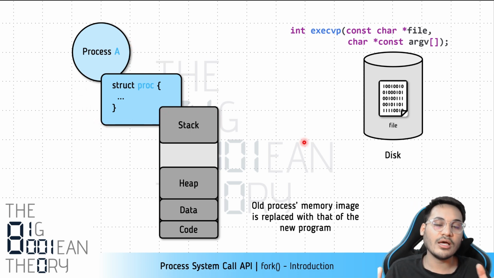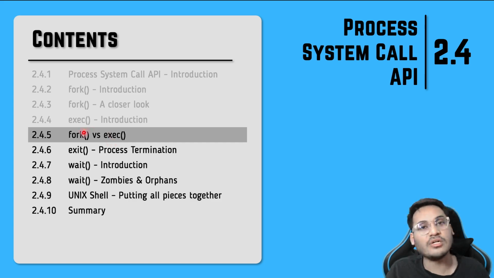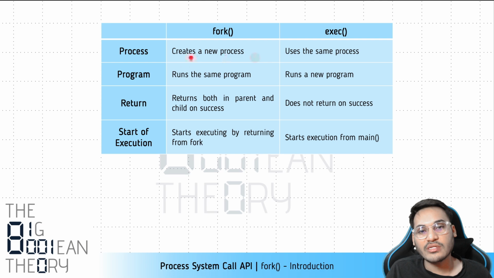So fork allows us to create a new process, exec allows us to run a new program, right? And in the next video, we talked about the differences between fork and exec in more detail, right? So this table summarizes what all we discussed.